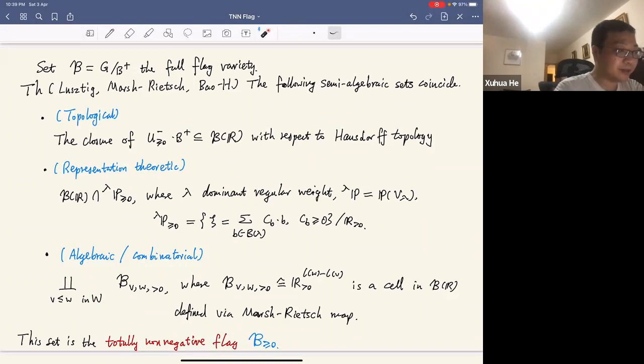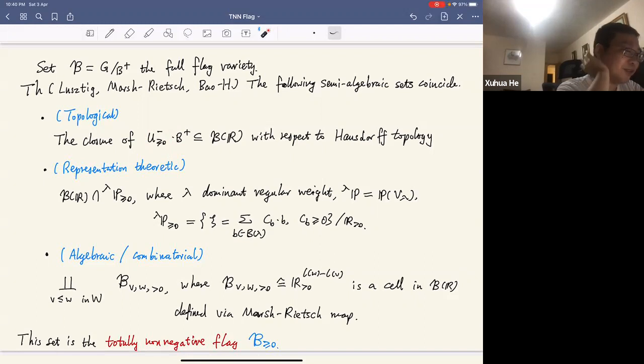Okay, so anyway, how do we actually define the totally non-negative part of the flag variety? Well, we have several different ways. They are all equivalent. First of all, we have what I call the topological definition. We have defined a monoid, the totally non-negative part of U minus, and this acts on B plus. Then we take the closure inside the flag variety with respect to the Hausdorff topology.